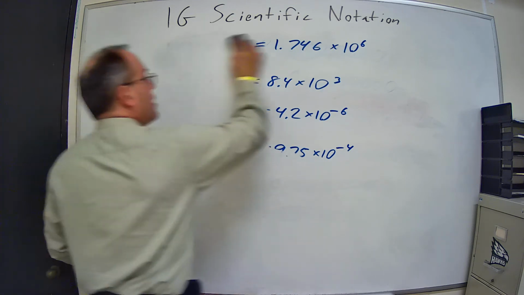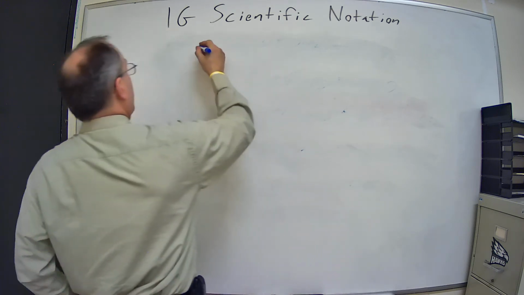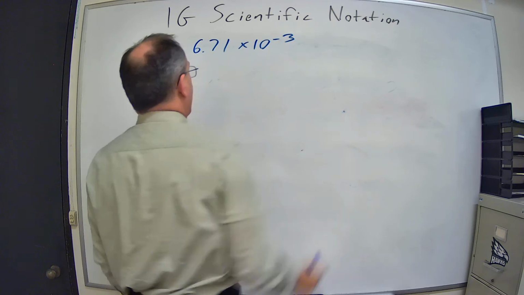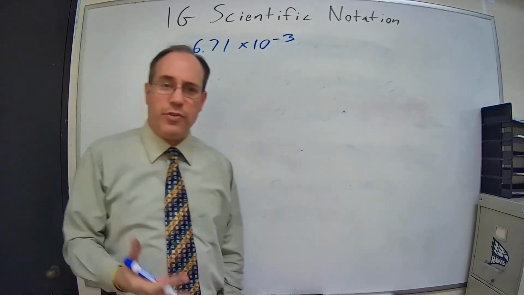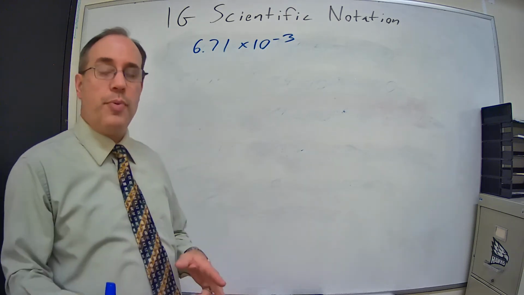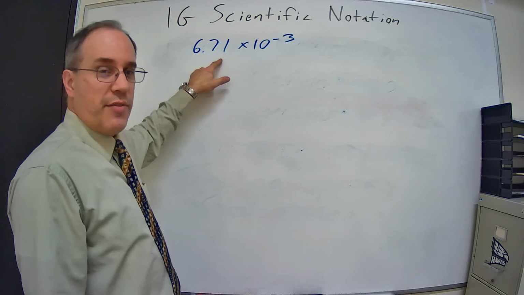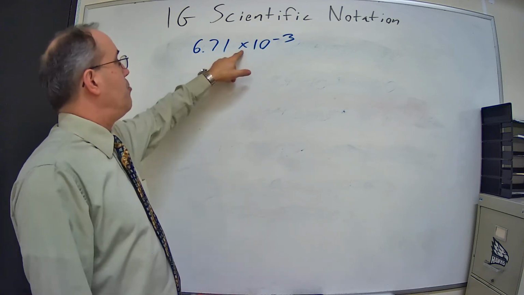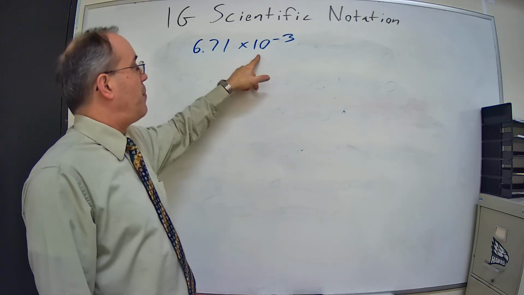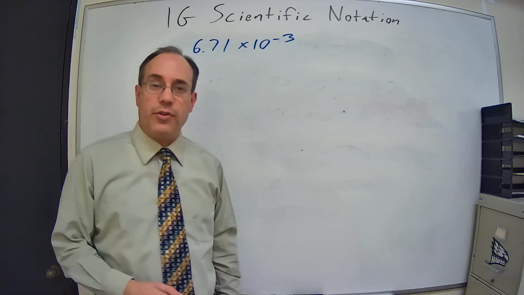Let's determine if a number is written in scientific notation. 6.71 times 10 to the negative 3. Is that written in scientific notation or not? Scientific notation is broken up into two pieces. A number between 1 and 10, 6.71, that part's good, multiplied by 10 to some power, and we have this multiplied by 10 to the negative 3. So yes, that is a number in scientific notation.